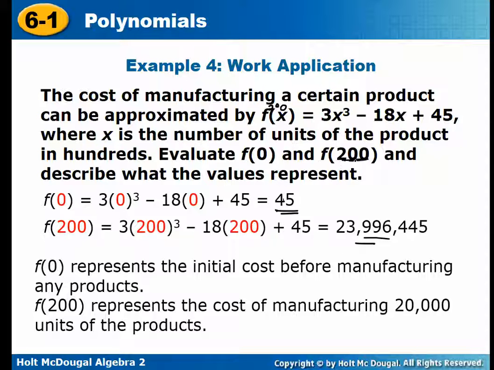Remember, 200 has to be multiplied by 100 because it's the number of units times 100. So that's the cost of manufacturing 20,000 units. So it's a much larger cost, of course.